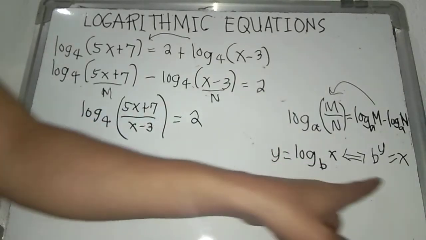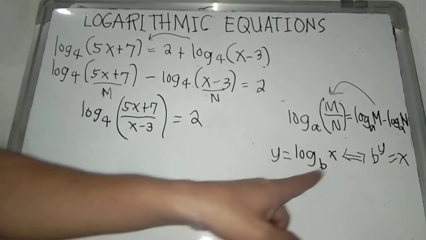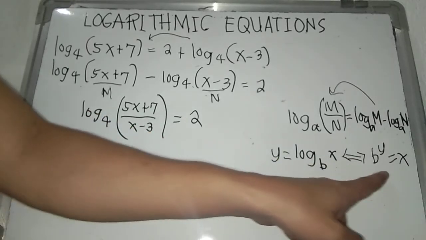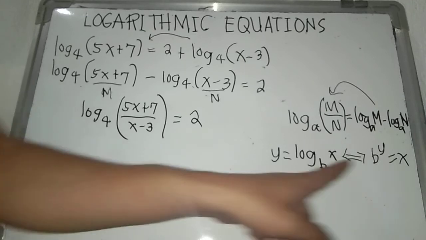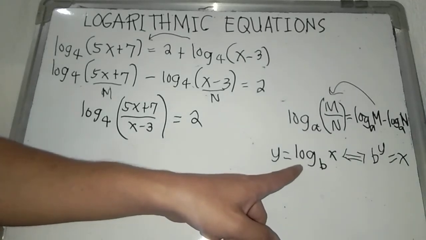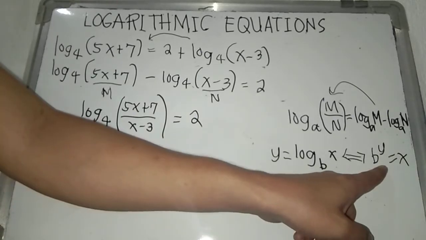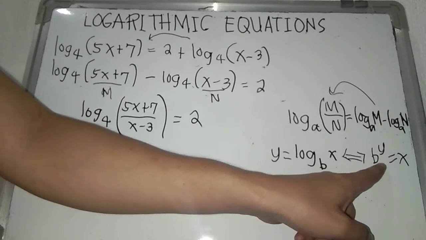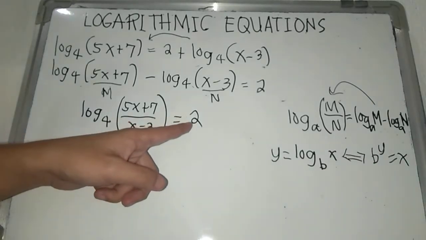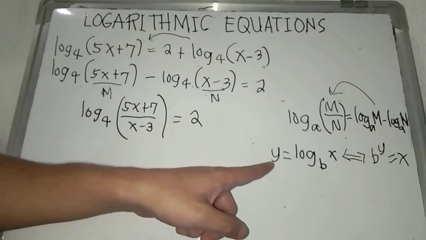And this is actually vice versa because this is biconditional. So b to the y equals x can be written as y is equal to log with the base b of x, or y equals log with the base b of x can be written as b to the y equals x. And this is what we are going to do. Okay, our 2 is just corresponding to y.